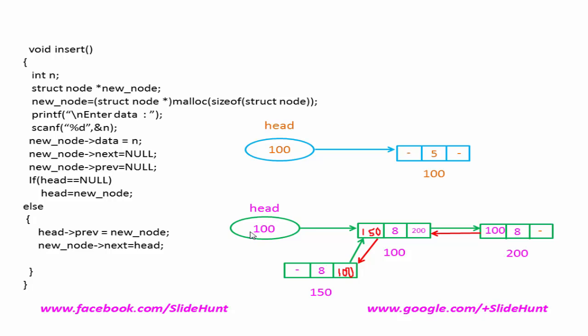Next we give here the address of new node. So now head contains 150, and we can write it as head equal to new node, and then remove this link. So node is inserted.